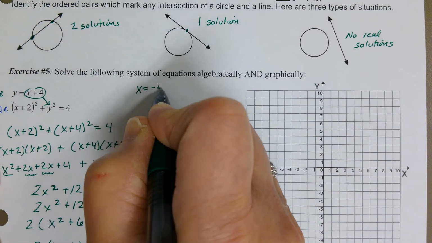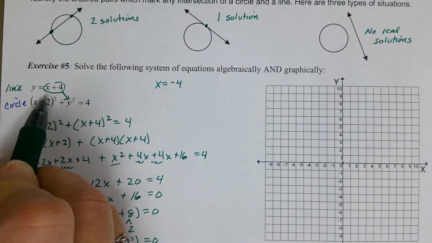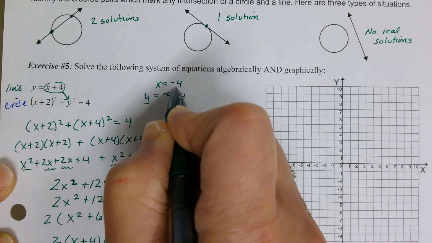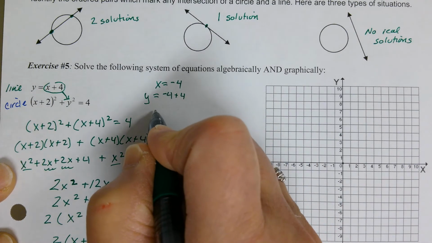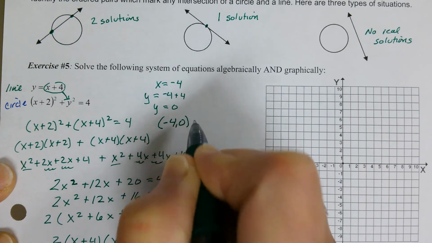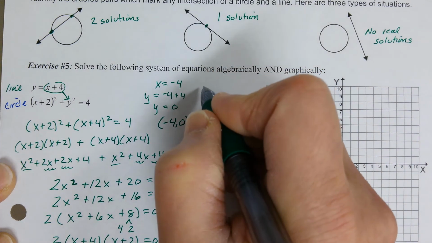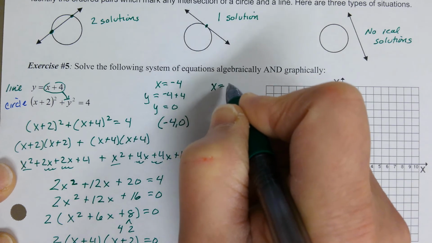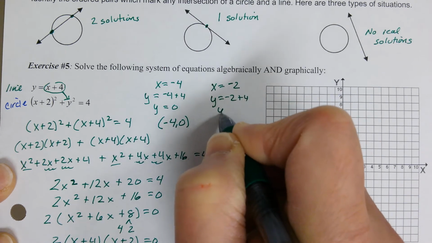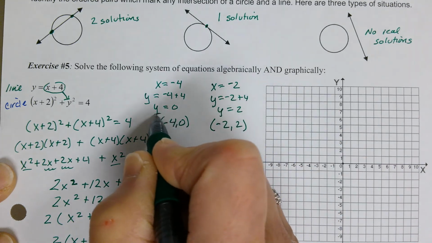When x equals −4, what does y equal? It's easiest to go back to the linear equation. y = −4 + 4, substituting −4 for x. y = 0. So (−4, 0) is one solution. And when x equals −2, y = −2 + 4, which is 2. And (−2, 2) is the other solution.